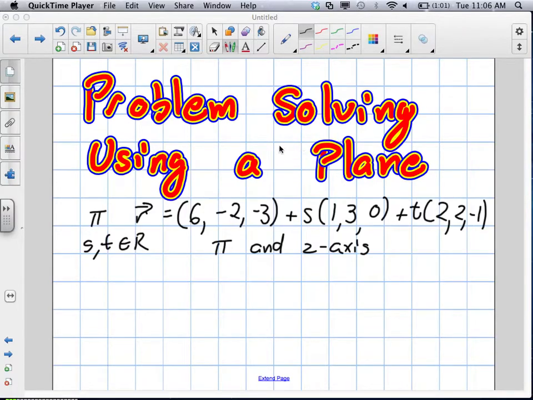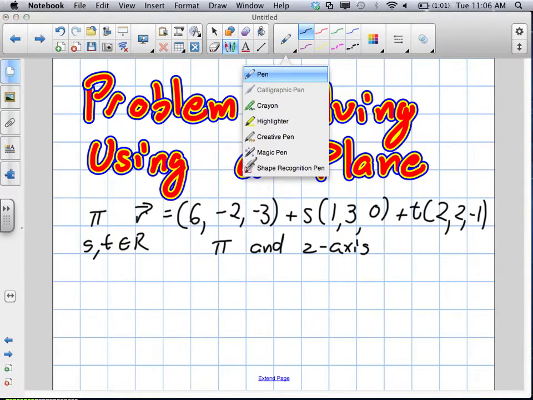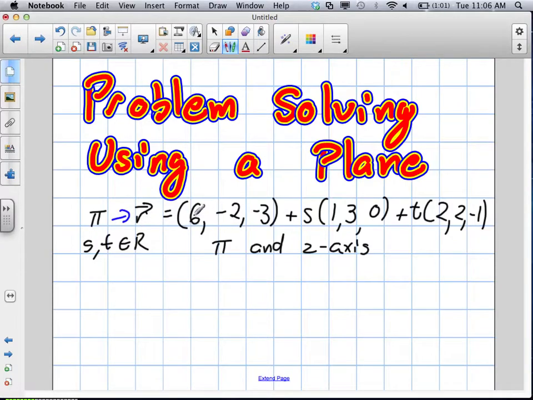Okay, we're going to do problem solving using planes. They've given us an equation of a plane here, which is some point on the plane represented by our two directional vectors. That's what our plane is. And they want us to find where the plane is going to intersect the z-axis.